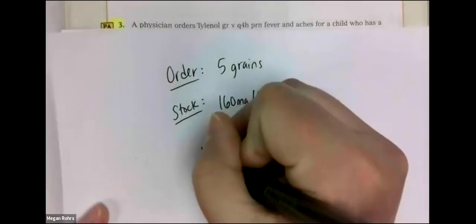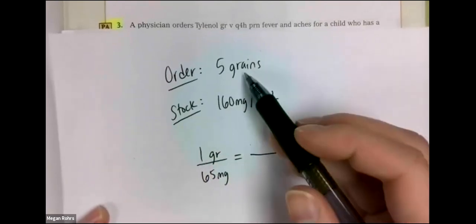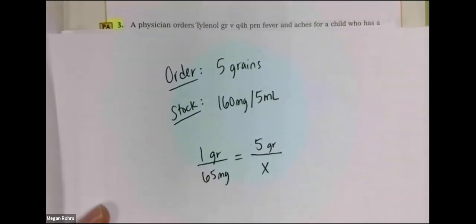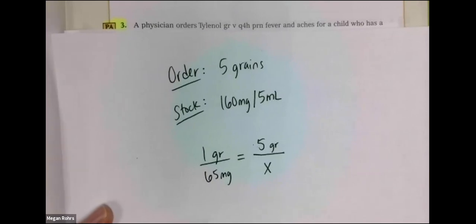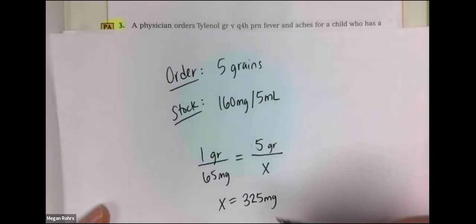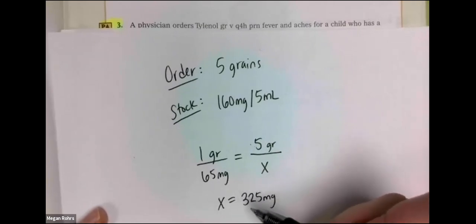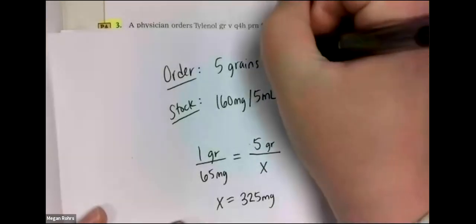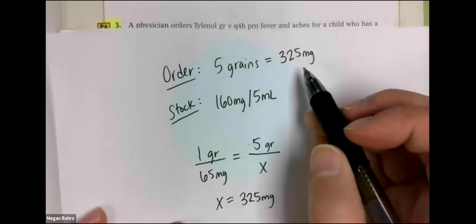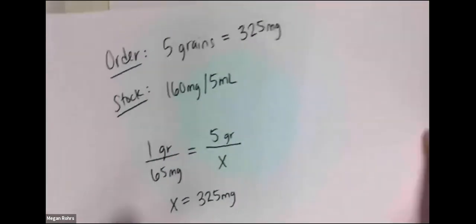So if we know that 1 grain is 65 milligrams, we can set that equal to our 5 grains to figure out how many milligrams that would be. So 65 times 5 gives us 325 milligrams. And that would just be 1x, which we would just divide by 1. So that's still how many milligrams we would have. So 5 grains is the same thing as 325 milligrams. Now that we have the same units, we can set this up.